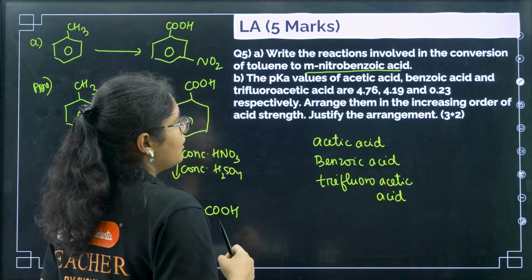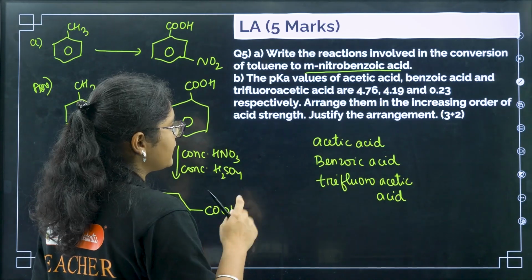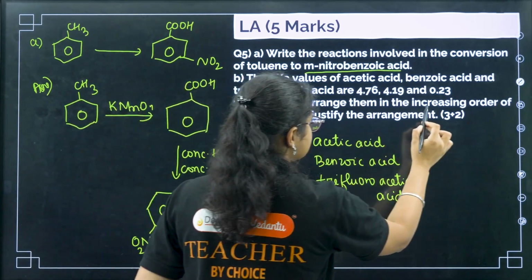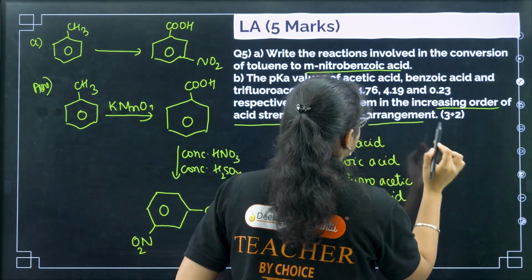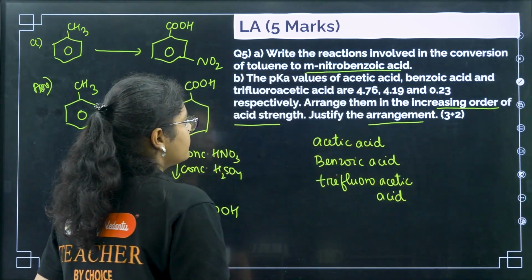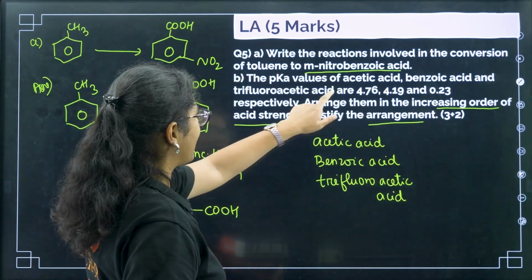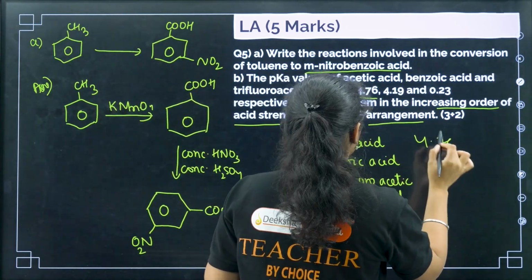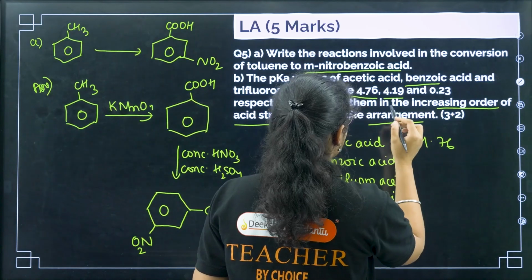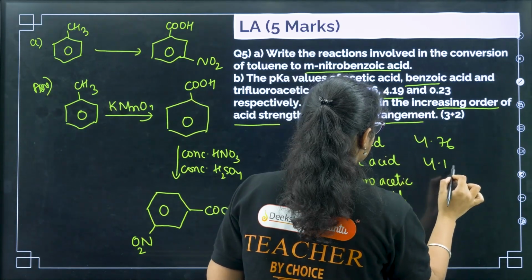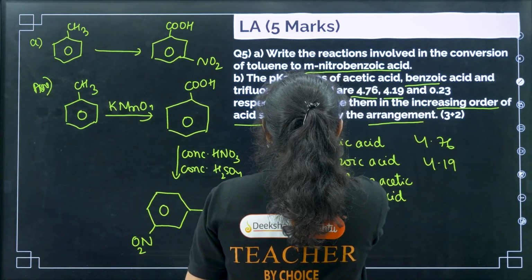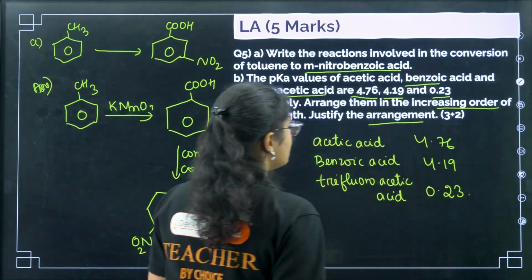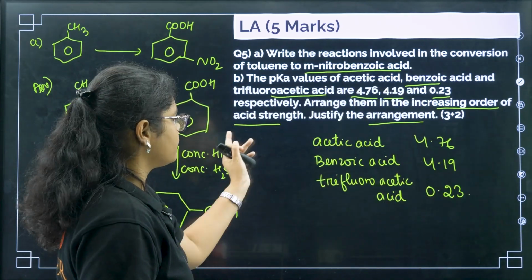Fine. Now the pKa values are given. Arrange them in the increasing order of acidic strength. Justify the arrangement. So if you see, acetic acid is having how much? 4.76. Benzoic acid is having 4.19. And trifluoroacetic acid is having 0.23. So what will be the increasing order of their acidic strength?